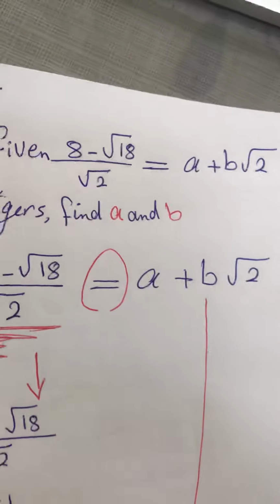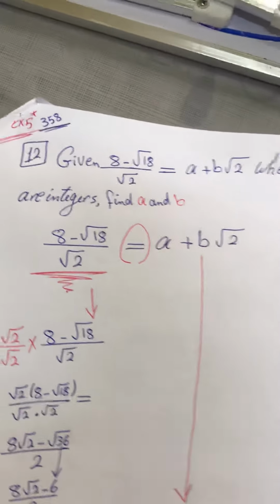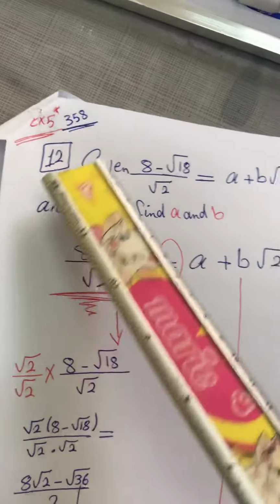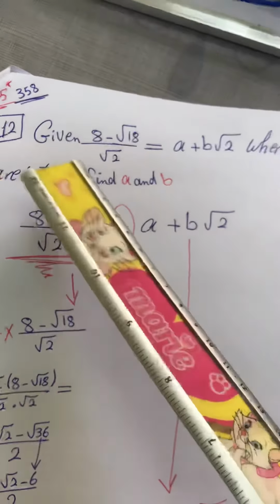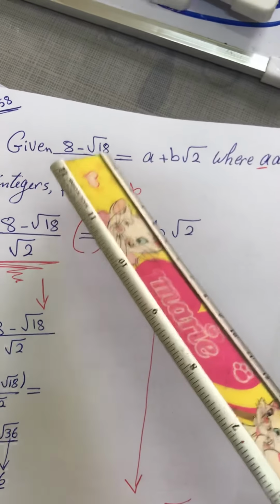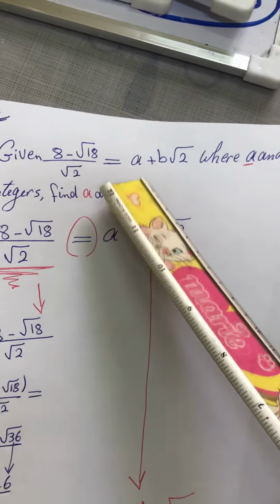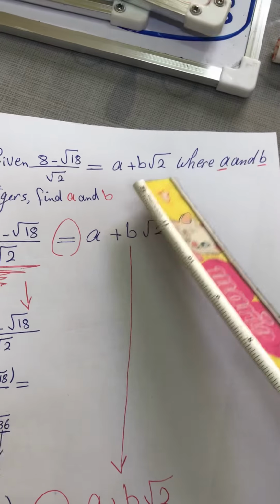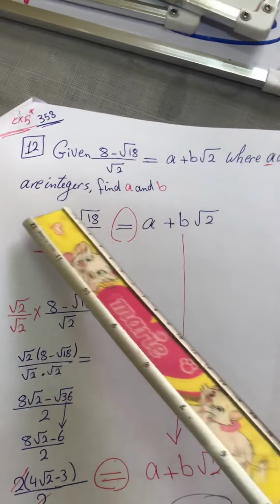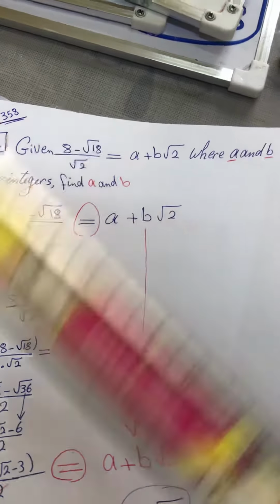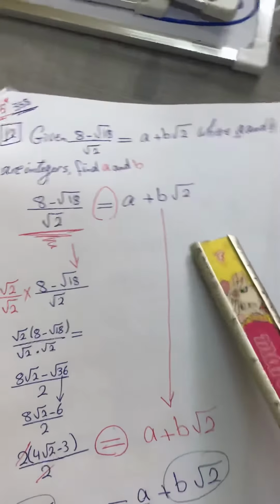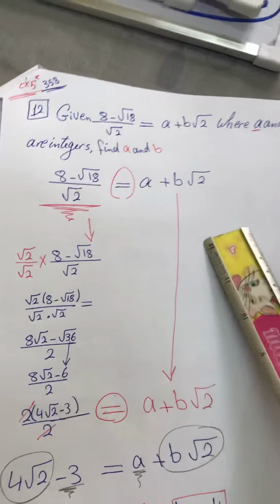Okay. In question number 12, new idea. As you see, he said here, given exercise 5 star number 12, page 358. Given the fraction 8 minus square root of 18 over square root of 2 equals a plus b square root of 2, where a and b are integers, find a and b. In the beginning, this idea is new for you, but very, very easy.